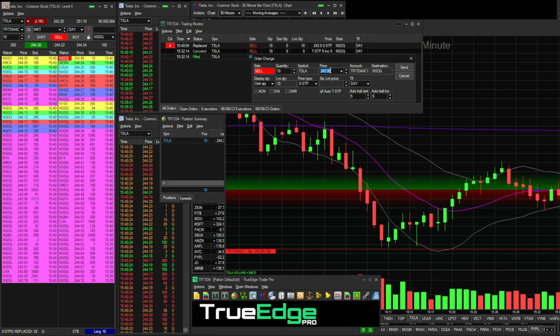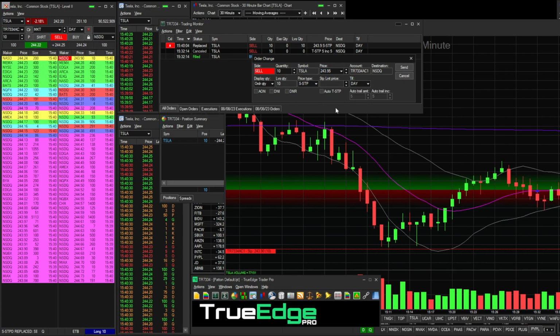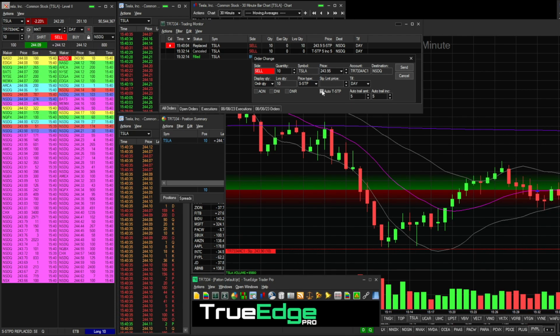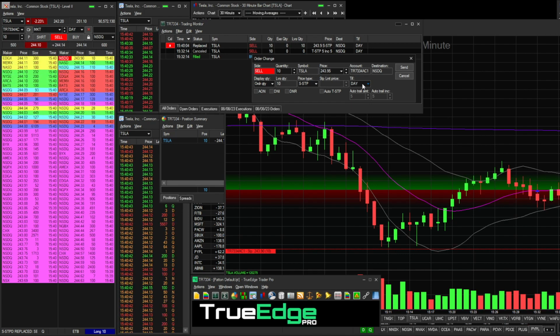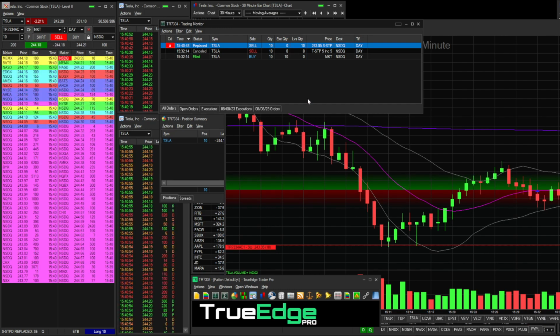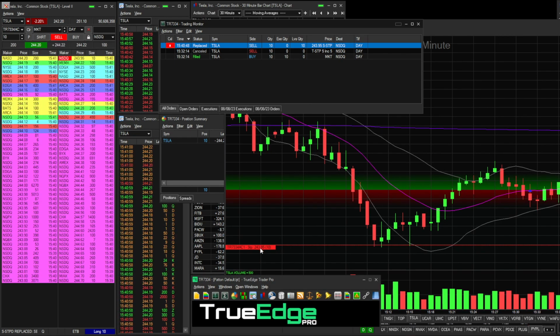So let's say I want it at 95. I'm going to get rid of this auto T-stop thing because I don't want it to trail. If I have that selected, it's going to become a trailing stop. I don't want it to be a trailing stop. I just want this to sell 10 shares at 243.95. The time in force is day because we can't do good till canceled orders. I hit send and notice that it just moved up to 243.95. Okay?